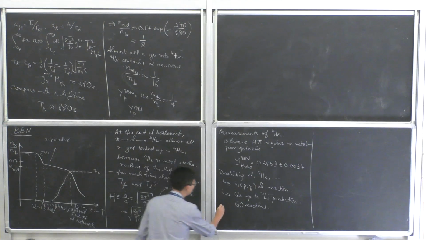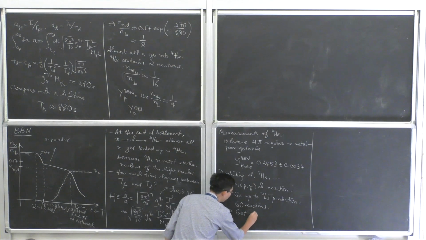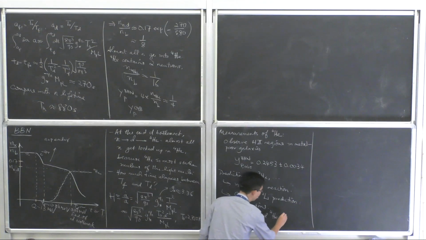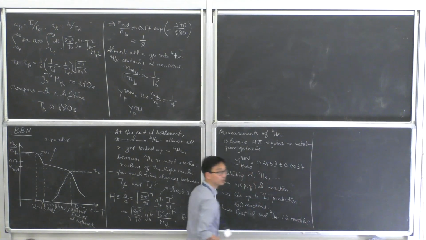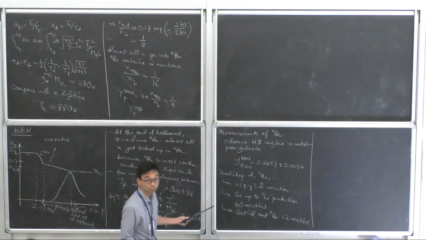But to go up to get deuterium and helium-4, right, you actually only need 12 reactions. Okay, which isn't so bad. But what you really need to do is figure out what these 12 reactions are.